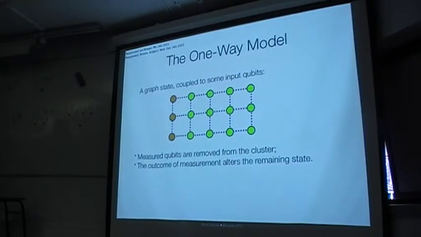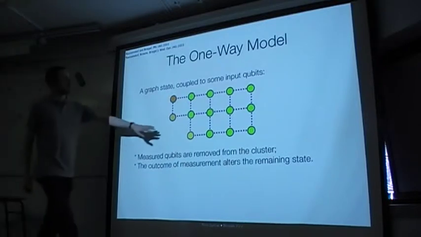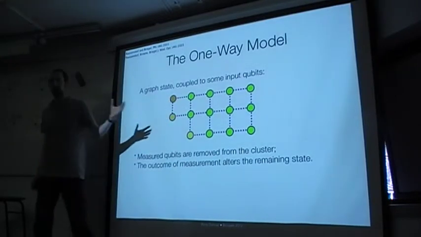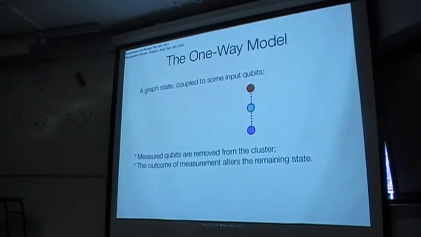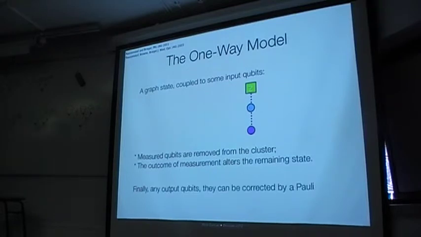Okay, so when you measure a qubit, obviously it's disentangled from the cluster, and depending which outcome you saw, it will change the state of the remaining cluster. So you just go through the whole thing until you're left with some output qubits, and then you say, okay, I may now do some Pauli corrections on these guys. So you're only ever doing single-qubit operations on the cluster.